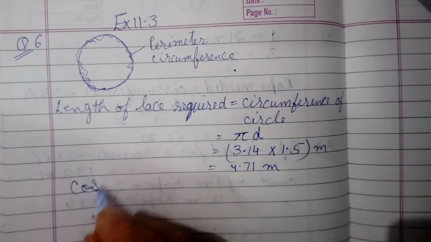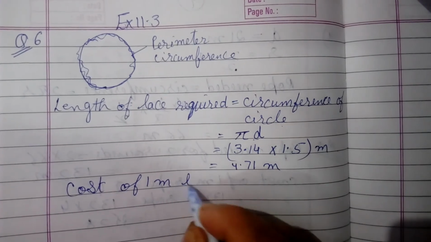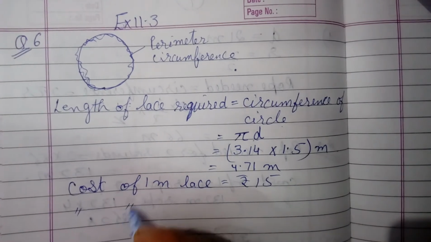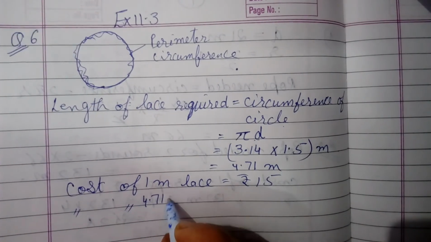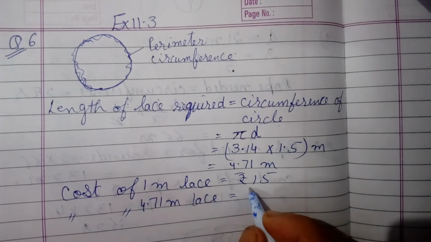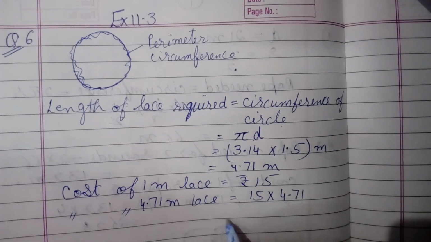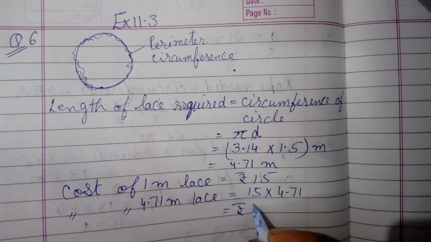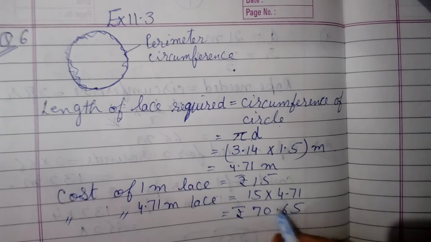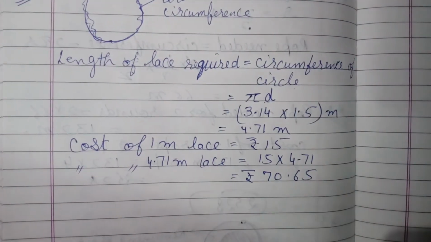Now we have to calculate the cost. The cost of 1 meter lace is equal to rupees 15, and how many meters do we want to buy? 4.71 meter lace. So what will be the cost? 15 into 4.71, that is rupees 70.65. Multiply and then put the decimal, leaving two numbers. Okay.